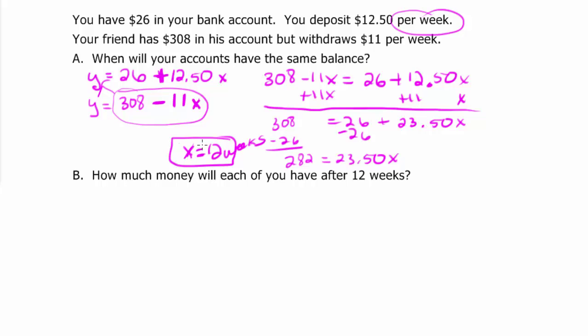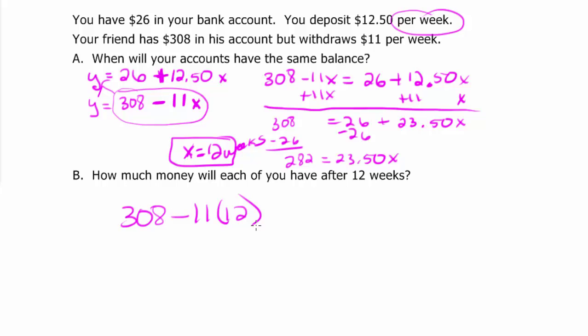Okay, so then part B says, well, how much money will each of you have at 12 weeks? So basically that just means if you plug it in, how much will you have? So you can plug it in either one because you're going to have the same amount. It doesn't matter which equation, if it's you or your friend, because you should have the same amount. So whichever one you pick is fine. I don't care which one you do.